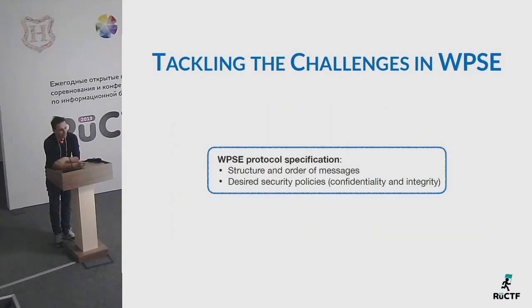So how do we do this in WPSE? Essentially, for every protocol that we want to support, we have to write down a protocol specification where we describe the structure and the order of messages. With structure, we mean whether there are certain parameters, certain HTTP headers, and so on and so forth. Apart from this, we also want to specify the desired security policies for the protocol run, both in terms of confidentiality and integrity.